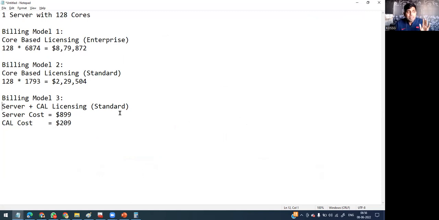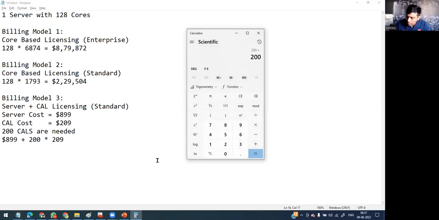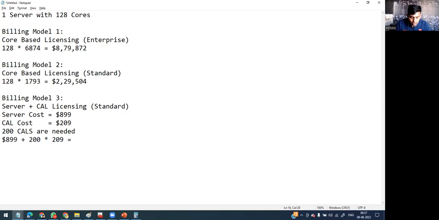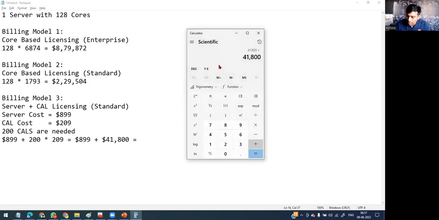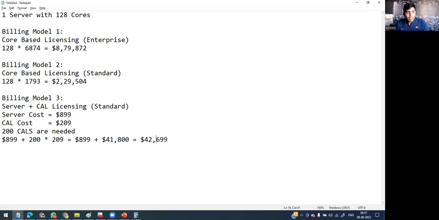Now help me, sir. So now in this third billing model, you should think like this. Okay, listen. Server cost $899. So how many clients do I have? How many developers are going to use this database? How many client licenses do you want? So let's say, as I said, I have 200 developers right now. So 200 CALs are needed. So now what's the cost, please? $899 plus 200 into 209. So 200 into 209, $41,800. So $899 plus $41,800 is equal to roughly 42,000. Any questions anybody has?